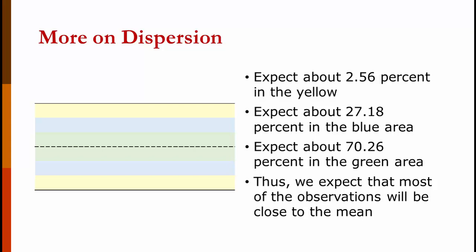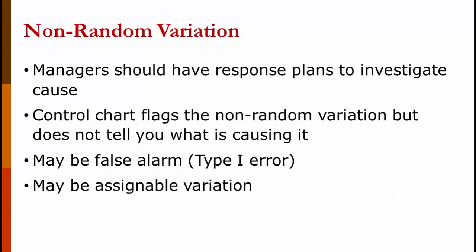In terms of the observations, we would expect about 2.56% to be in the yellow. We would expect a little over 27% to be in the blue. And we expect a little over 70% to be in the green. So we expect most of the observations to be near the mean. If you're seeing too many towards the upper or lower or both control limits, that's a problem. Typically too much dispersion.